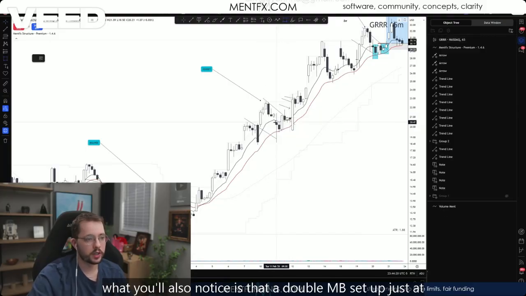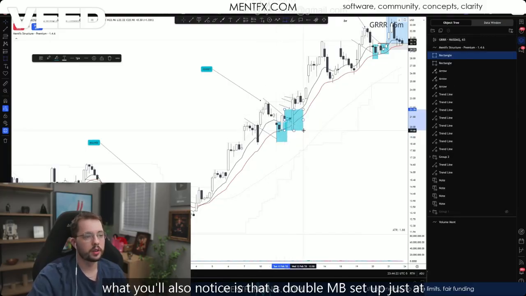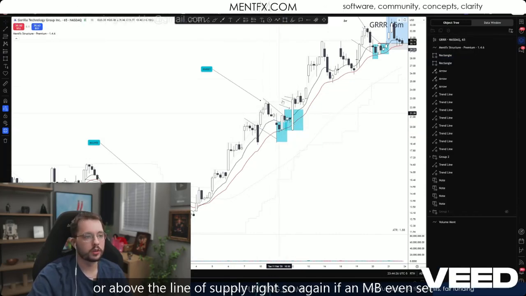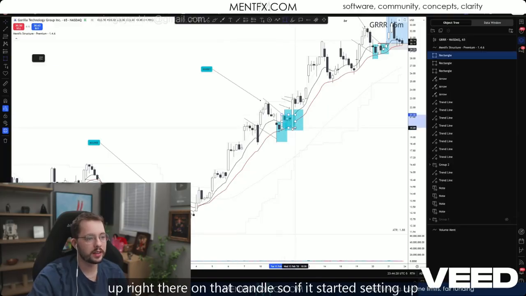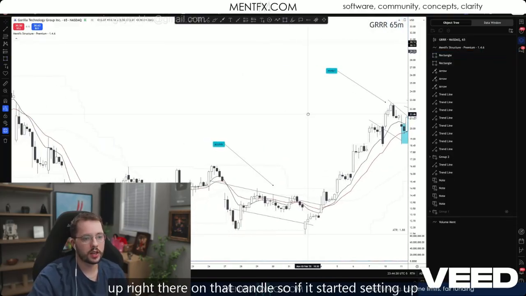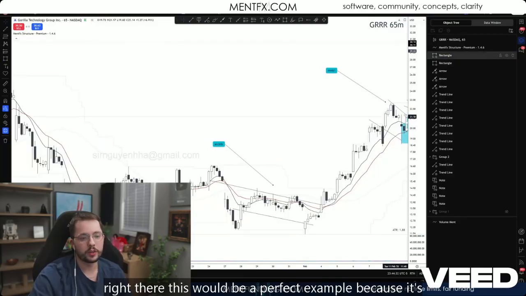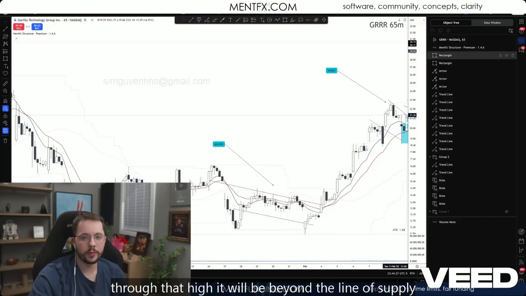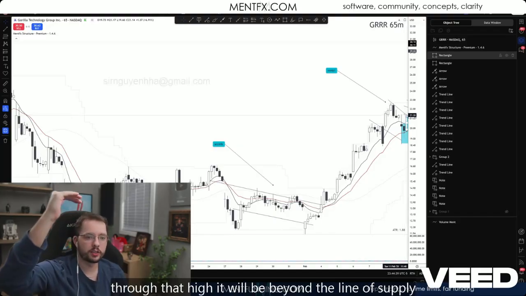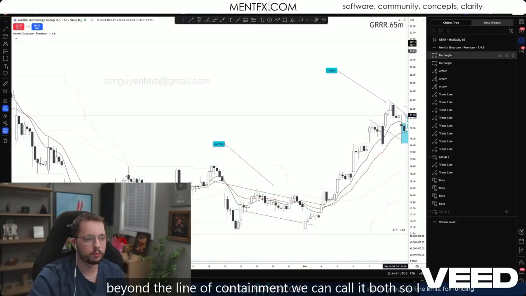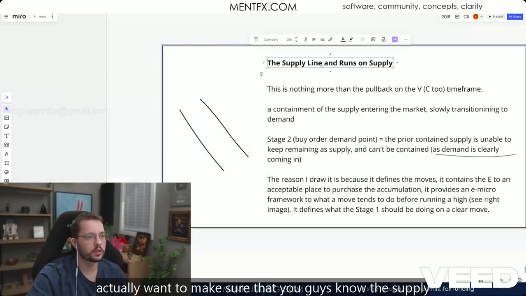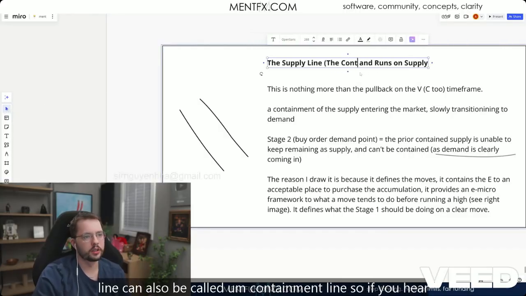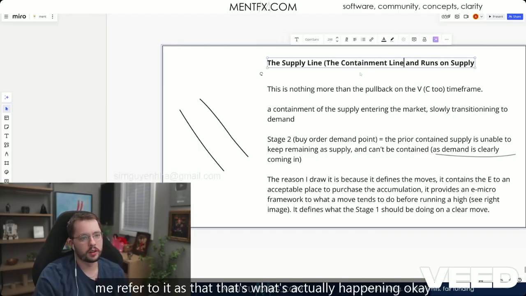And what you'll also notice is that a double MB sets up just at or above the line of supply, right? So again, if an MB even set up right there on that candle, so if it started setting up right there, this would be a perfect example because it's setting up at the line of containment, which means if we come through that high, it will be beyond the line of supply, beyond the line of containment. We can call it both. So I actually want to make sure that you guys know the supply line can also be called the containment line. So if you hear me refer to it as that, that's what's actually happening.